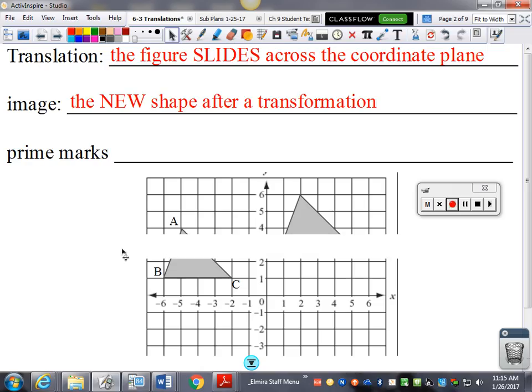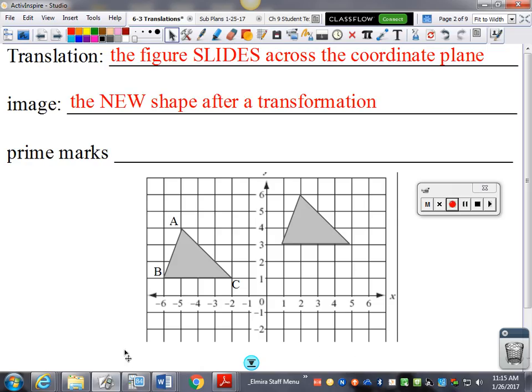The image, our next vocabulary word, is the new shape after a transformation. I'm including this vocabulary word with translations, but it's also the image after a rotation, a reflection, or a dilation. It's whatever the new copy of the shape is.